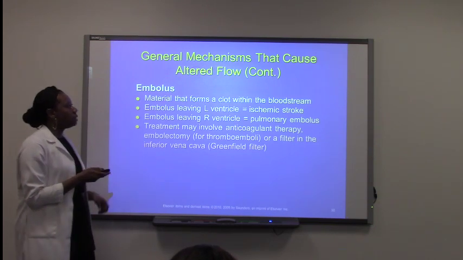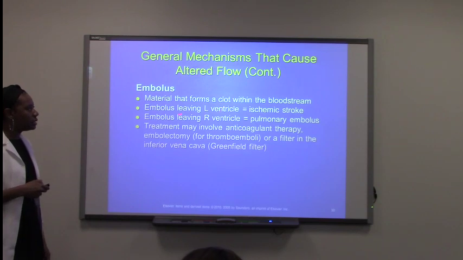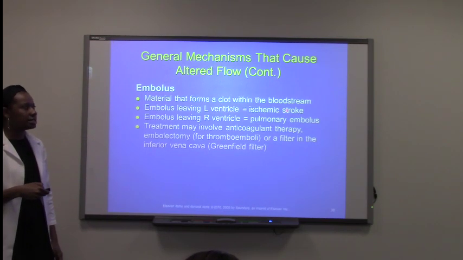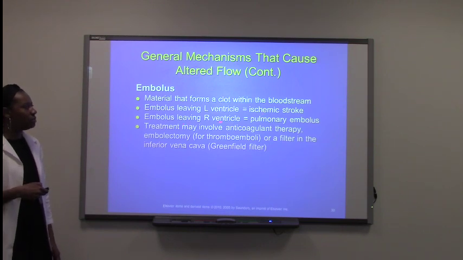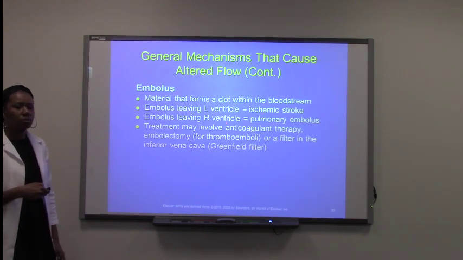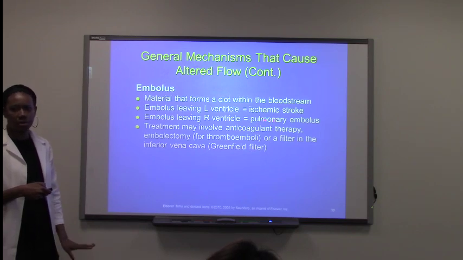Keep in mind that if we have an embolus that is leaving the left ventricle, it can cause an ischemic stroke. Why? Because we know the left side of the heart takes blood everywhere in the body, with the exception of the lungs. Whereas if we have an embolus leaving the right ventricle, where blood goes to the lungs, this will be what is called a pulmonary embolism. Is everybody with me?